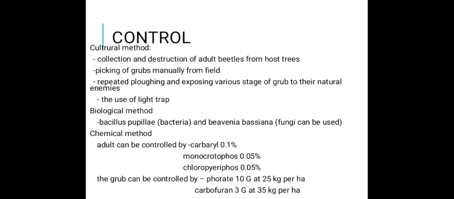Control, cultural method: collection and destruction of adult beetles from host trees. Picking up grubs manually from the field. Repeated plowing and exposing various stages of grub to natural enemies. The use of light traps.